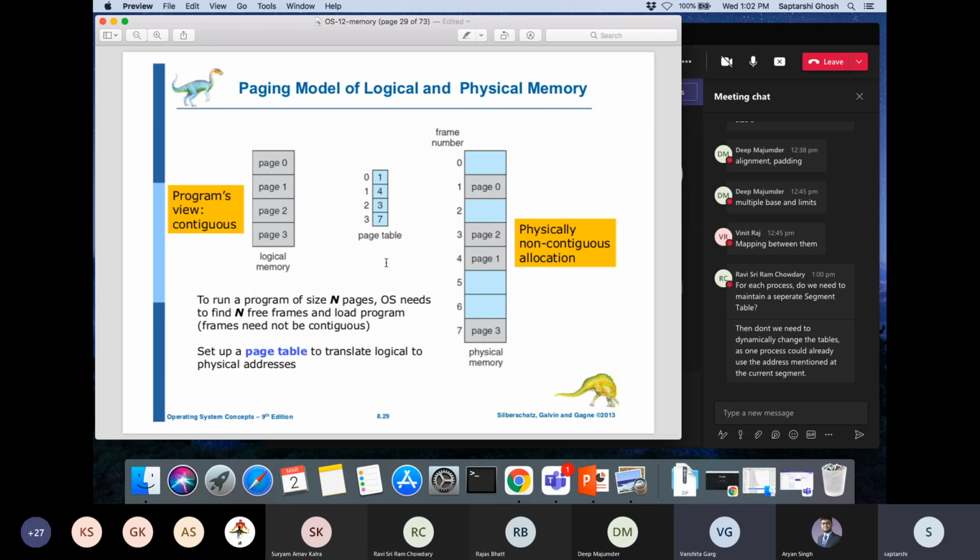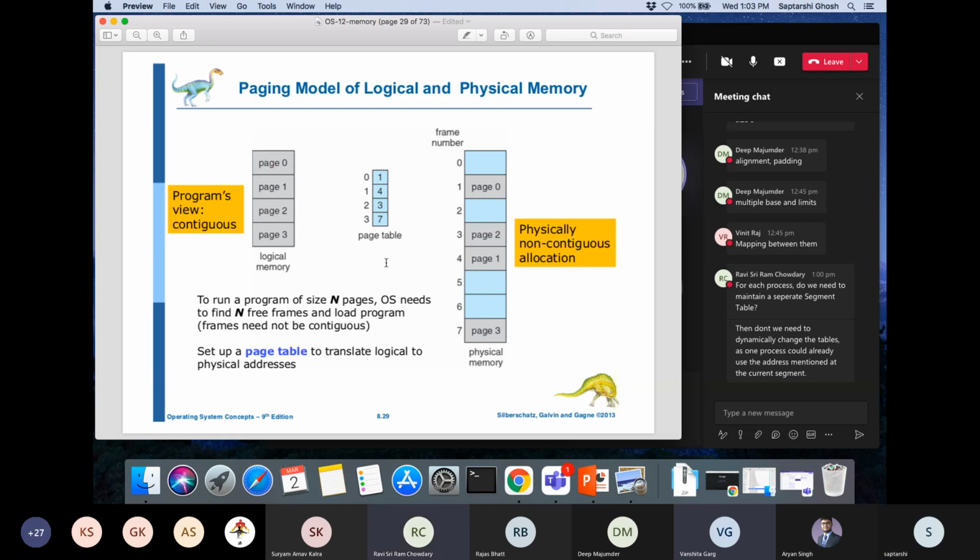Oh, no. Wait. Okay, if I understand your question correctly, the process which is running now on the CPU, okay, let me understand. The process that is now running on the CPU, it has its page table or its segment table, right? So why are you confused about some other process? So when that other process runs on the CPU, the segment table of that process will be used. I'm not getting the confusion.